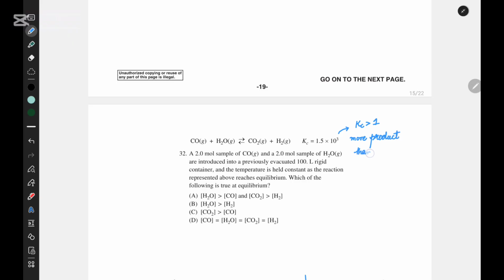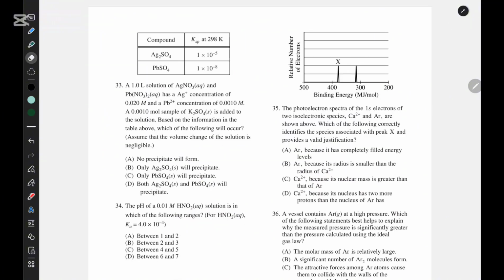Than reactant. So if we have more product than reactant, that means we have a greater quantity of CO2 or H2. Let's see from the options. We can say option C is correct. Why? Because it says carbon dioxide, which is the product, has a higher concentration compared to CO. So C is going to be the right one.